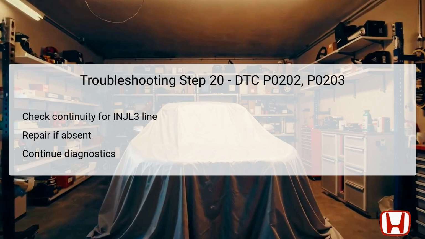Confirming continuity means the INJL3 wire is operational. If there is no continuity present, you will need to address the issue by repairing the open circuit between the PCM and the number 3 injector. Ensuring all injector connections are intact is crucial for proper engine performance.